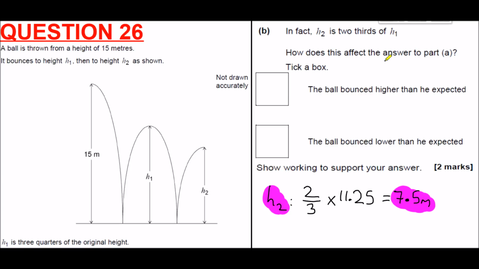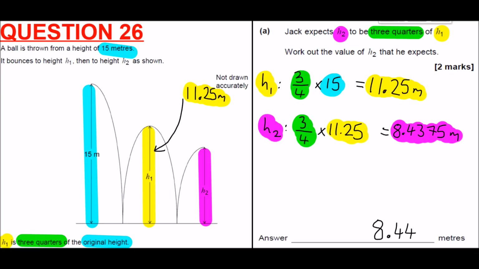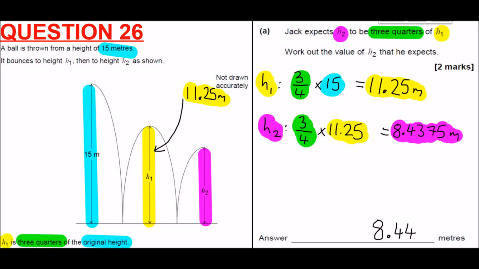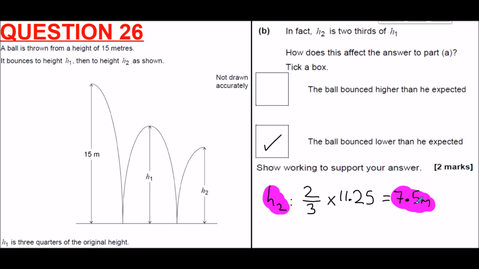So in terms of how does this affect the answer to part A? Well, the answer for h2 from part A was, he thought it was 8.44 metres. Actually, we found out now, it'd be 7.5 metres, which is less. So because h2 is actually smaller than what we thought in part A, that means the ball bounced lower than expected, because he thought it'd bounce higher. His h2 he thought it'd be was 8.44. In reality, it only came up to 7.5, so it bounced lower than he expected.